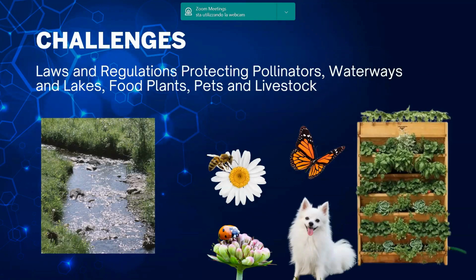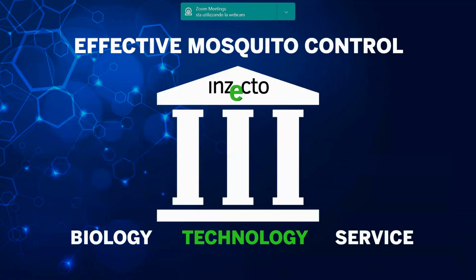The challenges that our industry is facing are also increasing. There are many more laws regulating the protection of pollinators, waterways, lakes, food plants, pets, livestock. In general, with global warming and climate change providing a longer season for mosquito activity, and mosquito activity in areas that historically were not seeing much, we are fighting a tougher war with fewer weapons.